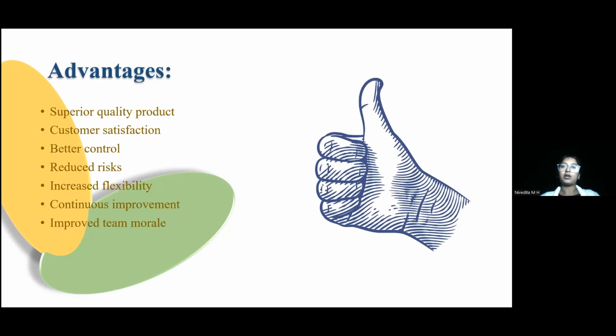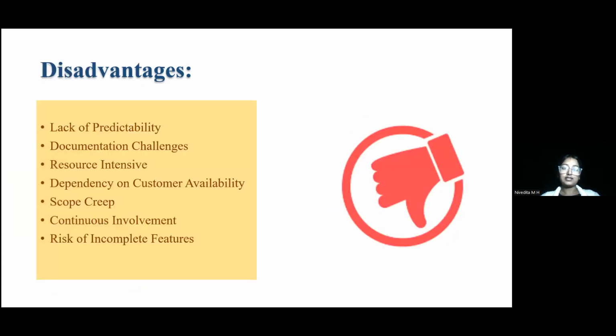So, improved team morale. As different teams work together, the coordination between the teams will be greater. They will be learning more things easily, and they know how to communicate with each other and all. So this is all about the advantages. So what are the disadvantages in this?